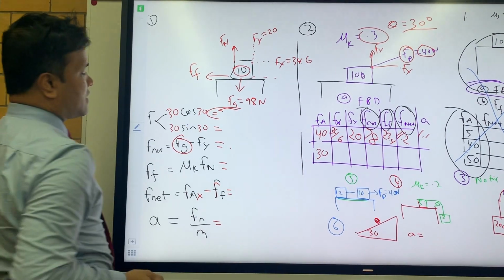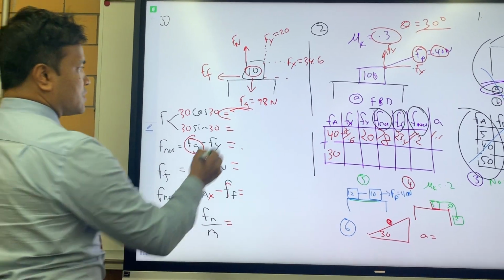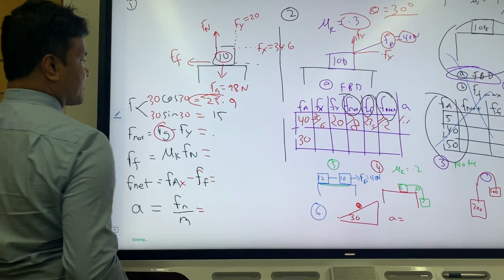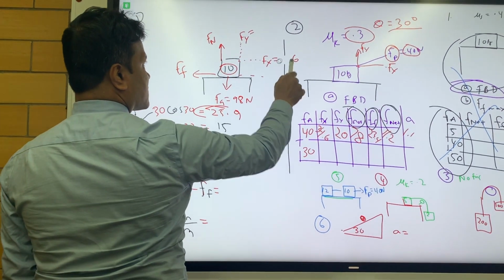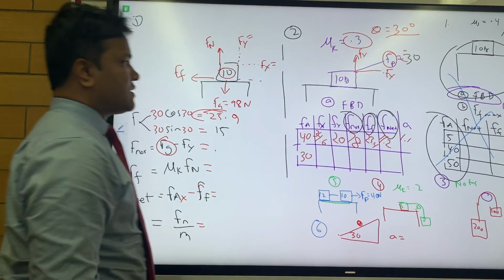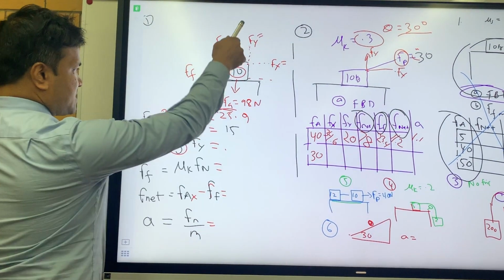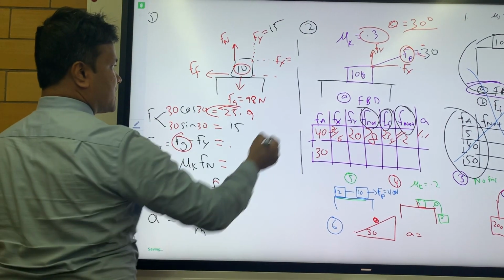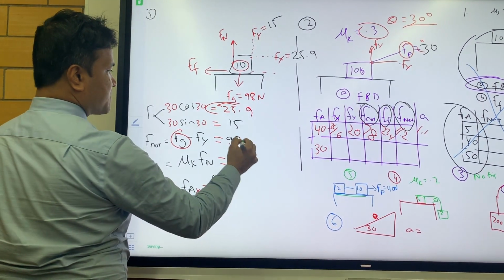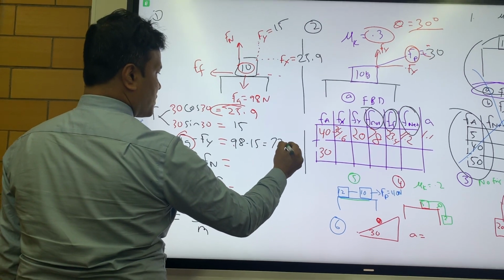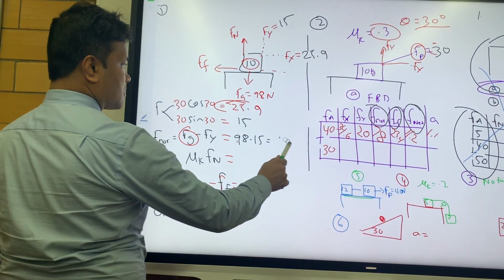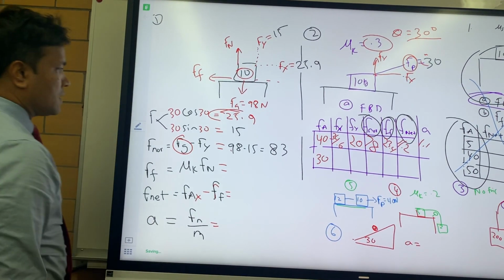30 cosine 30, 25.9. And this is 15. Now this is 30, by the way. Now we are doing it for 30. Before we did it for 40. So now this Fy is 15, very important, and this is 25.9. So what is my normal? Normal is 98 minus 15. What is it? 72. Wait. Oh, 98 minus 15 is 83. Okay.